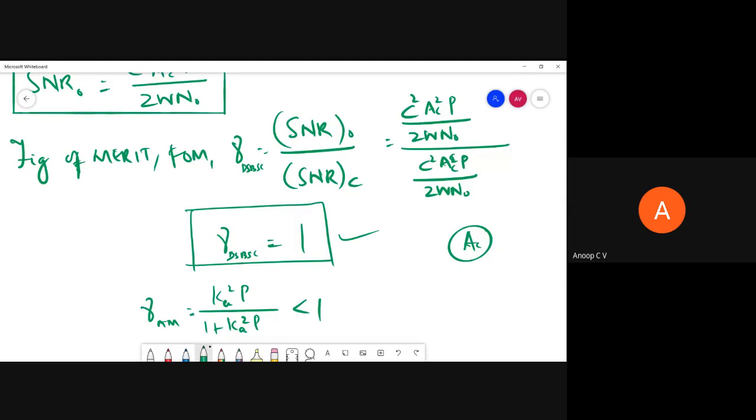Then we'll do the figure of merit of SSB, and then we'll move on to actually figure the noise in FM, right? So maybe it's already 12:25. We don't have time to discuss the noise in AM, so that we'll do in the next class.